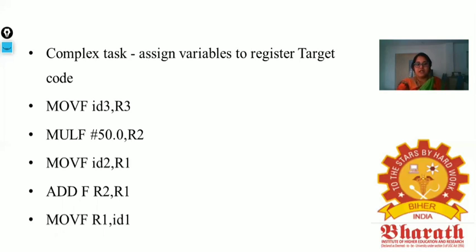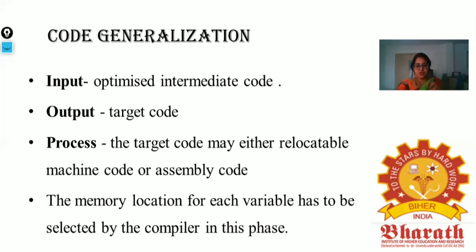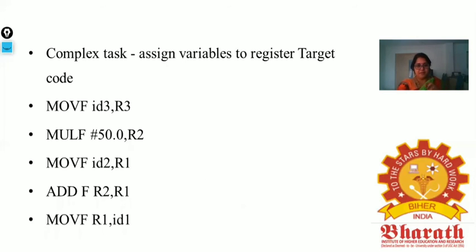So here these are the examples for the assembly code which can be easily understood by the compiler. MOVF means that you are moving the identifier into register 3. MULF, multiplication, means multiplying the value 50 along with the data present in the register. So these are all the machine codes which can be easily understood by the compiler.